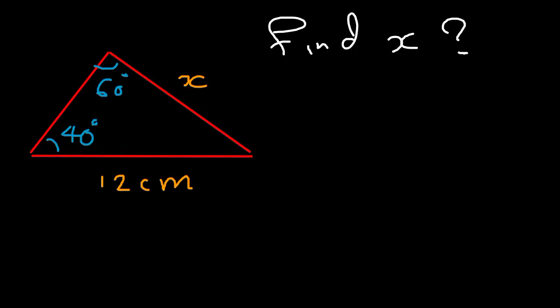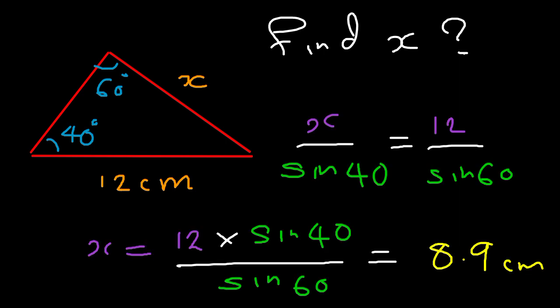Look at the triangle. Two angles are given and the opposite sides, 12 and x. Now we're going to find x. The 40 degree angle is there, and the opposite side is unknown, which we take as x, and the opposite of 60 is 12. So we can write x by sine 40 equal to 12 divided by sine 60. Okay, now we can find x.